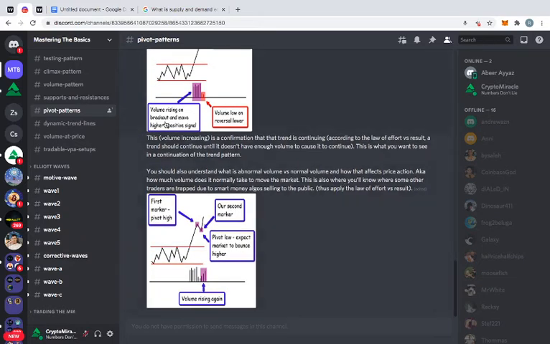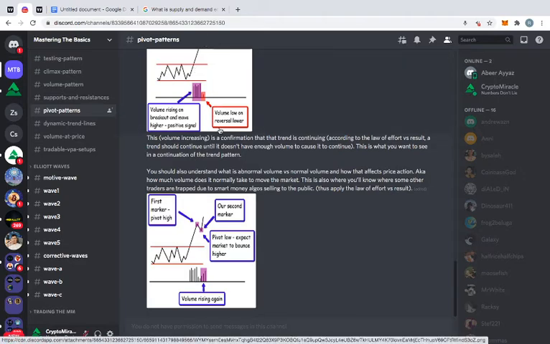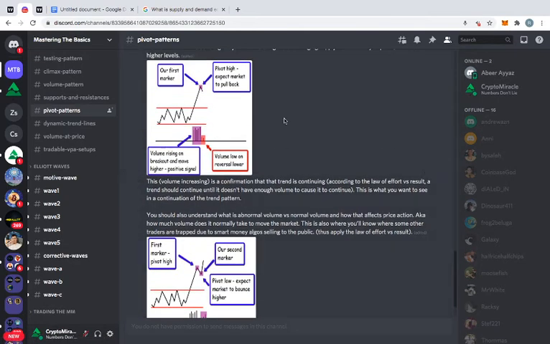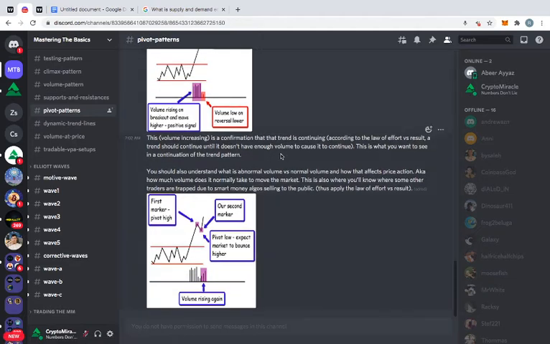So the volume's rising on the breakout, which is a good thing. They're absorbing all the supply, and the volume is low on the reversal, right here. Oh no, this is the continuation of the move. This is good. So this volume increasing is a confirmation that the trend is continuing according to the law of effort versus result. A trend should continue until it doesn't have enough volume to cause it to continue.